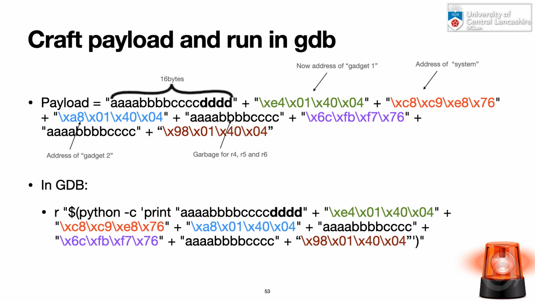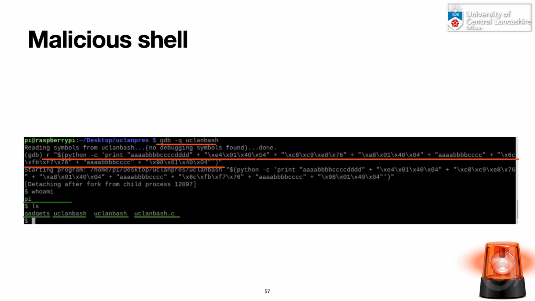So here we fill up register 4, register 5, and register 6 with the garbage. Then the address of /bin/sh in R7, another 12-byte garbage to fill up registers R8, SB, and SL. Then the address of the third gadget, which calls the system function with the /bin/sh parameter in R0 and opens our terminal. Running the program uclan with our payload automatically launches the shell.